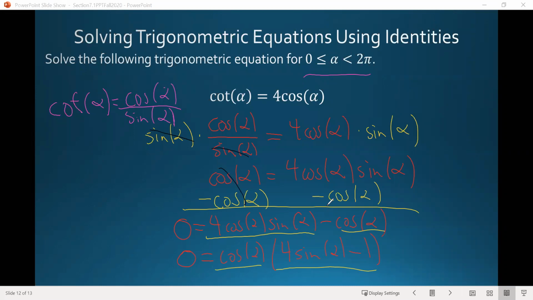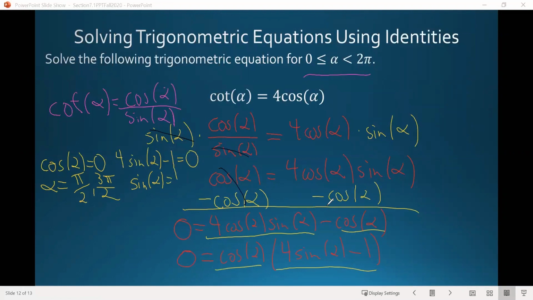We can set up two equations now. Just take each part and set it equal to 0. So say cosine of alpha equals 0, and 4 times sine of alpha minus 1 equals 0. And then cosine of alpha being equal to 0, we have to think about the places on the unit circle where that happens. And we know there are 2 of them. That happens at pi over 2 and 3 pi over 2. And then for 4 sine alpha minus 1 equals 0, we can solve that to give us sine of alpha equals 1/4. That's not on the unit circle, so we have to use our calculators to solve that.